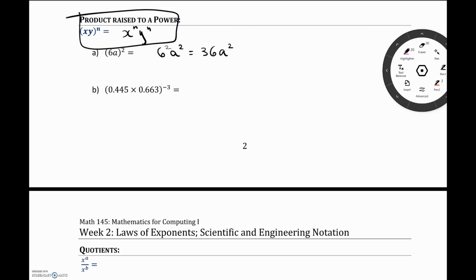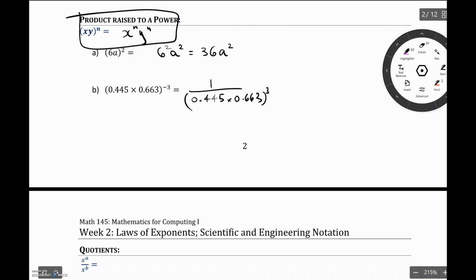Our next problem is 0.445 times 0.663 to the exponent negative 3. So well, first of all, this could be just written as 1 over 0.445 times 0.663 all to the exponent positive 3.